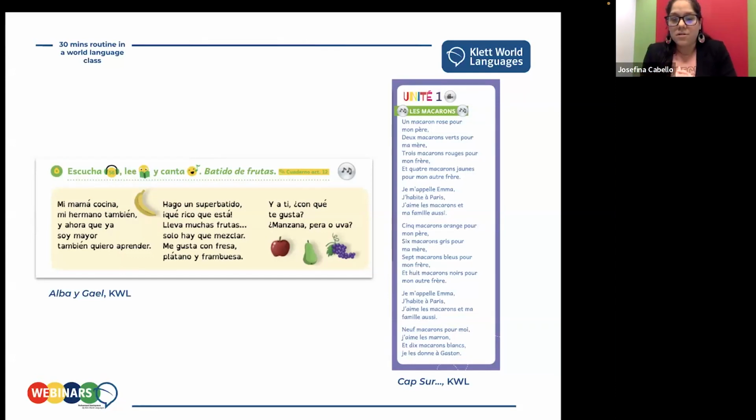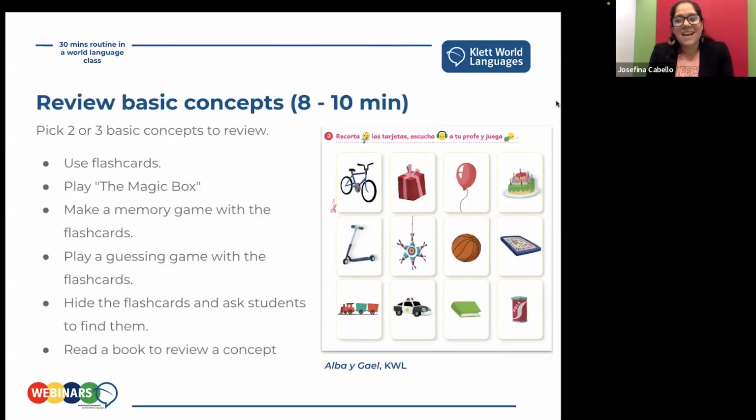So this is another song about colors in French. So try to incorporate songs that have concepts that your students are going to be using not only for that isolated unit, but are going to use later as you progress in your curriculum. So we're going to move on to our next slide.